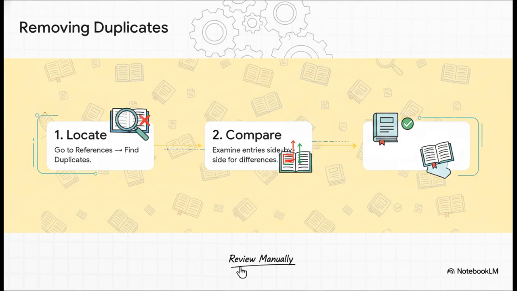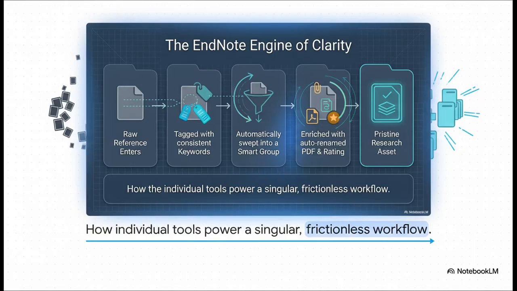Every high-performance engine needs regular maintenance, right? And for your library, the single biggest threat is duplicate references. The cleanup is really straightforward. You just use the built-in tool to locate them, compare the entries side by side, and then merge them, always making sure to keep the most complete version. But here's the most important rule. Always review them manually. Don't just click Merge All and hope for the best, because you might lose some precious data.